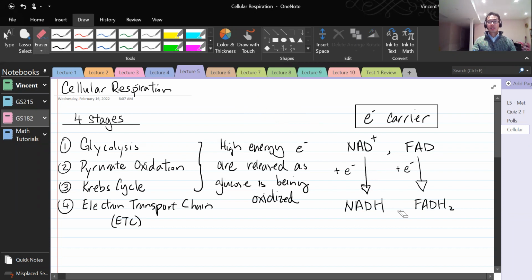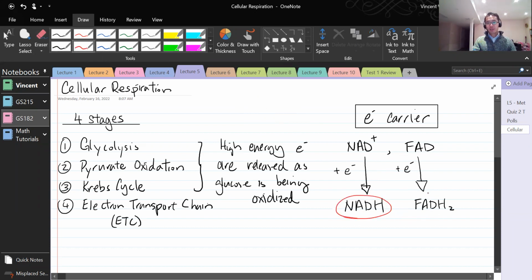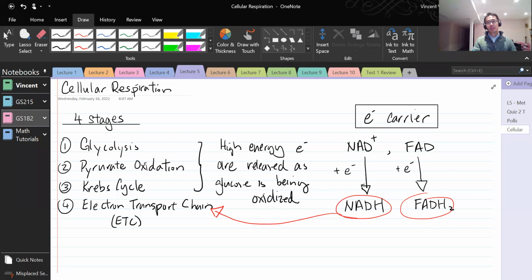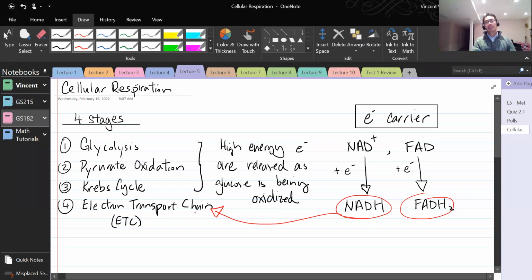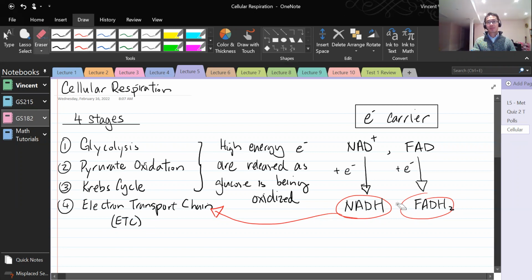Okay. So once they are reduced, these energy carriers will transport the electrons to the electron transport chain. They will deposit these high energy electrons at the ETC, and then the energy will be used to make ATP. All right, so that is the situation.